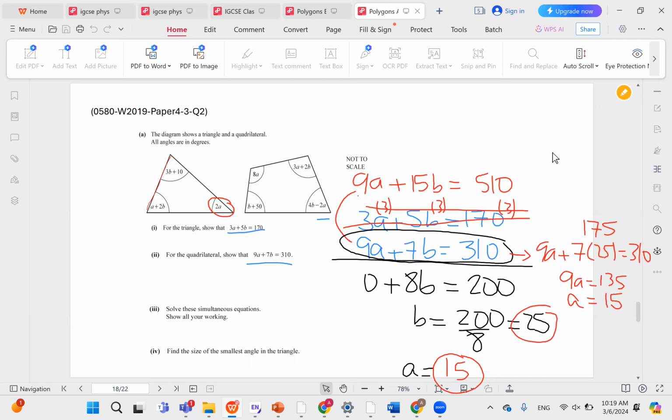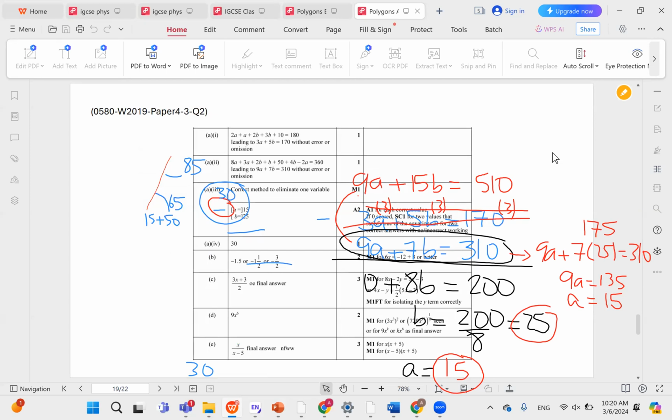So 2 times A is 2 times 15. So this angle here is 30. And then here we have 3B plus 10. So 3 times 25 is 75 plus 10, that gives us 85. Finally, in this angle, we have A plus 2B. So 15 plus 2 times 25, which is 50. So that gives us 65. So therefore, of course, the size of the smallest angle is definitely 30.